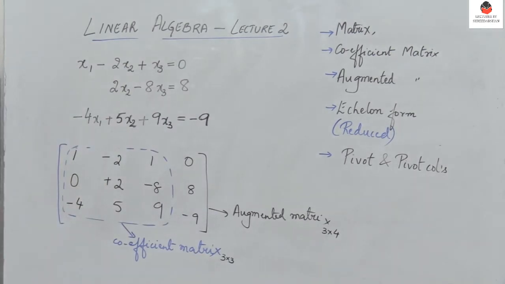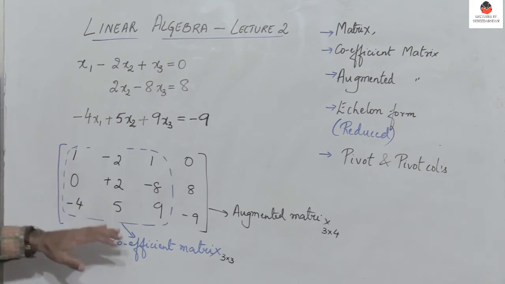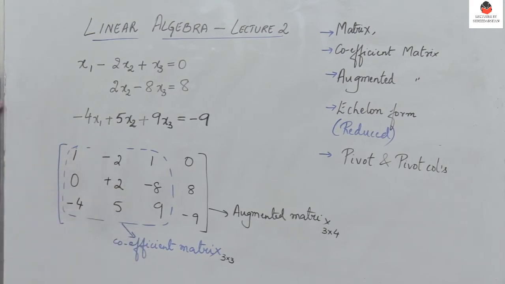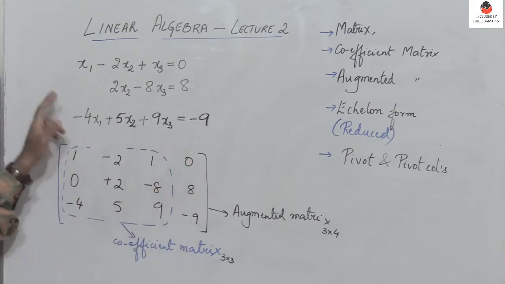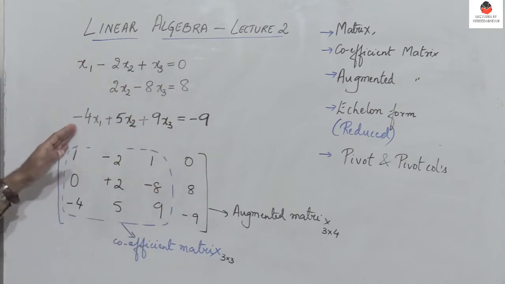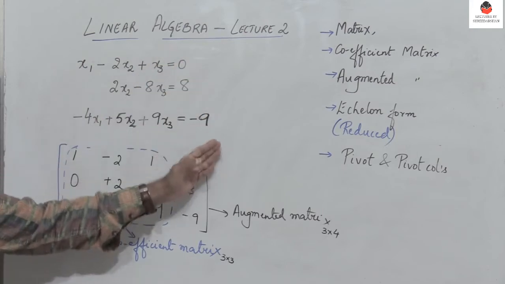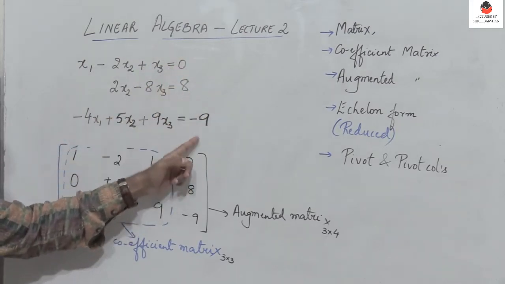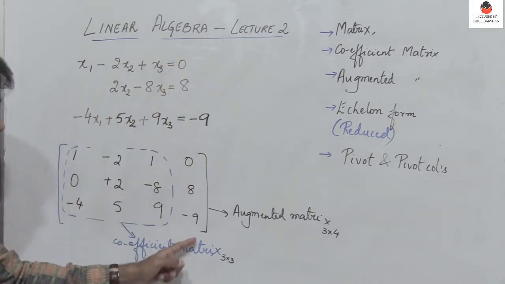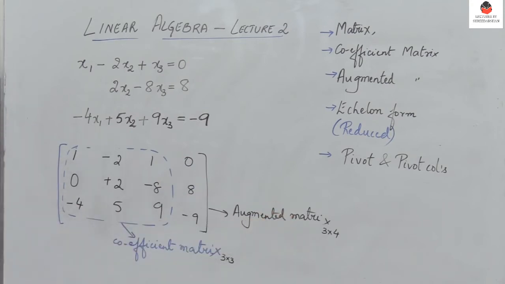So now we are very clear with the coefficient matrix as well as the augmented matrix. The matrix which only includes the coefficients of all the variables is the coefficient matrix. And if I include all the elements, which includes the coefficients of the variables as well as the RHS, which represents the B terms, then we get the augmented matrix.